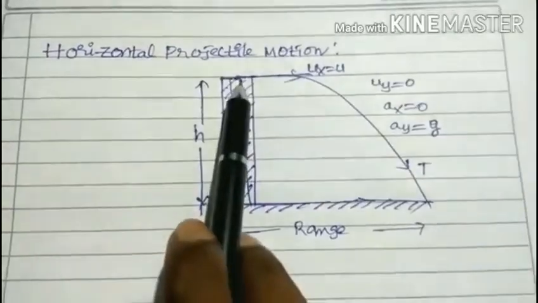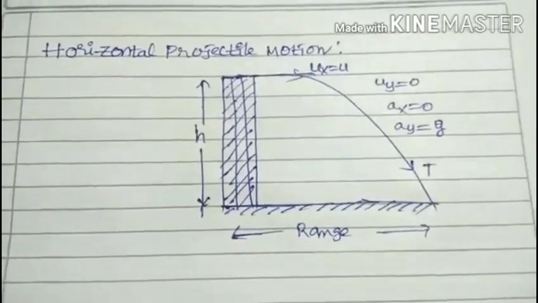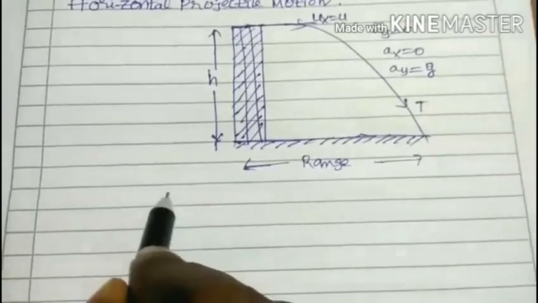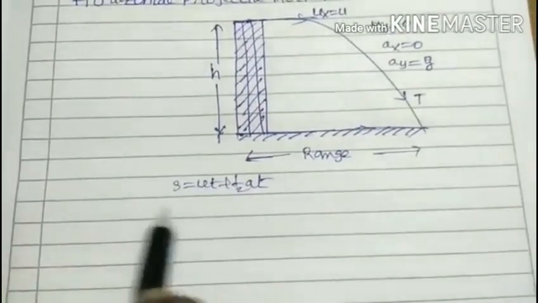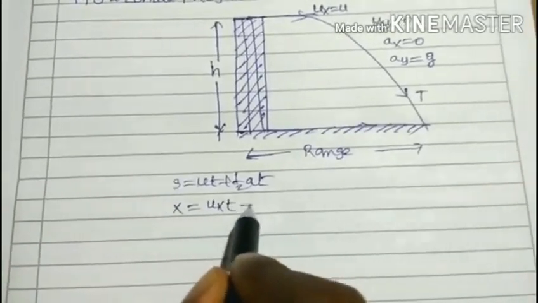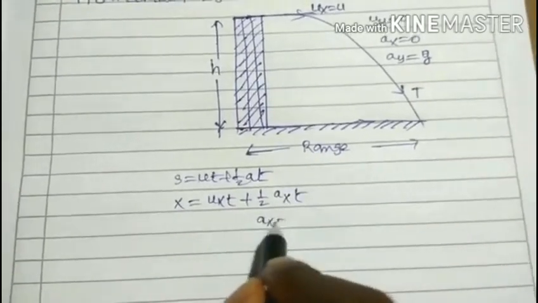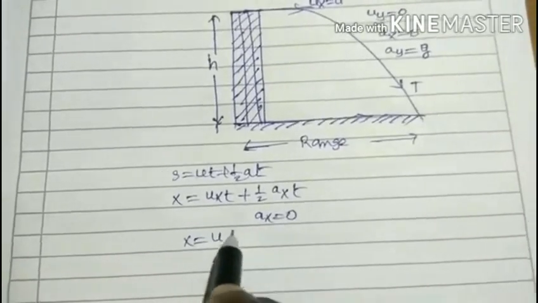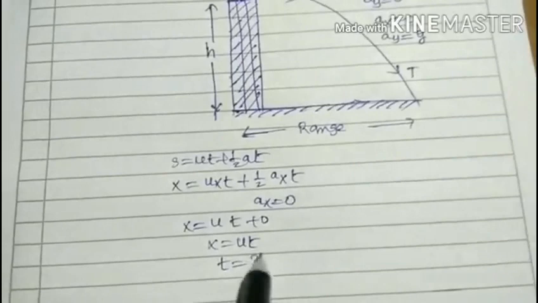First we have to find the path of the projectile. From the laws of equation of motion, s is equal to ut plus half at square. The displacement of the particle along the x direction is x equal to ux into t plus 1 by 2 ax into t square. Since ax is 0 and ux is equal to u, x is equal to ut, and t is equal to x by u.